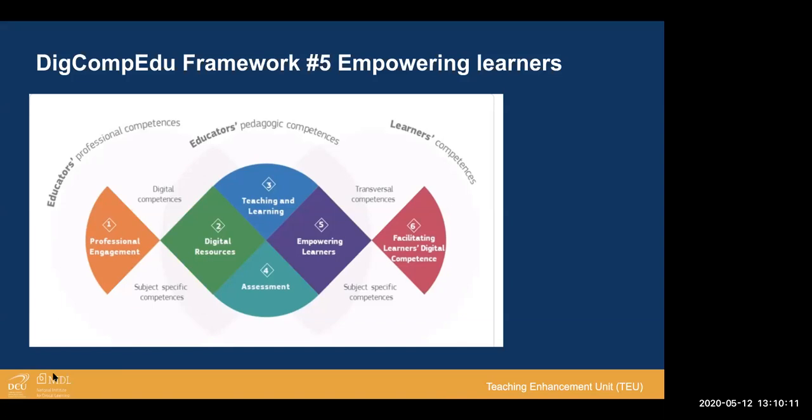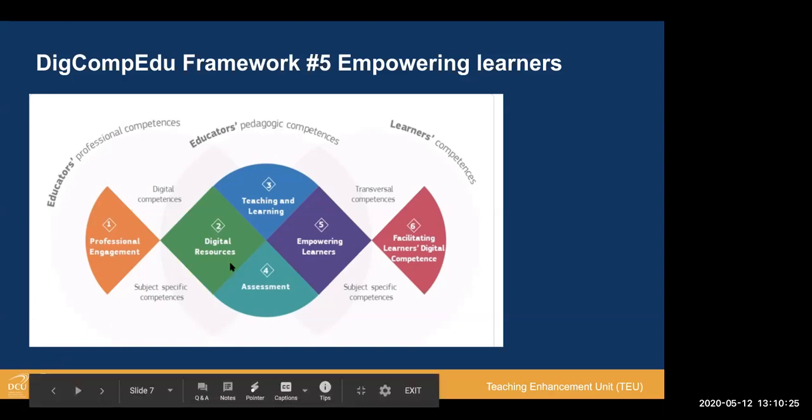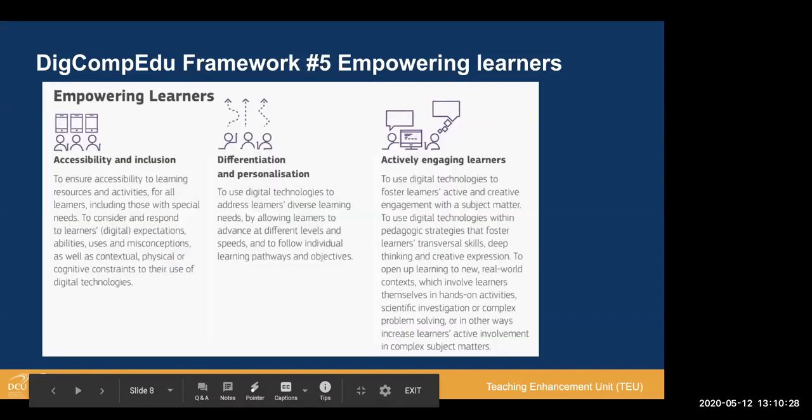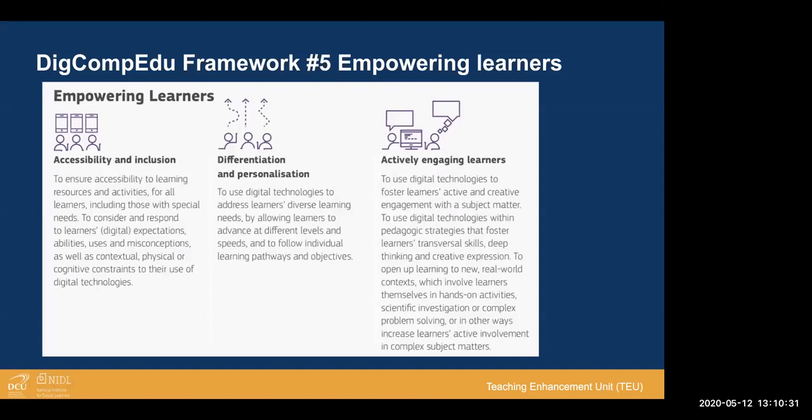Okay, so the work of the UDL toolkit speaks to dimension number 5 in the DigComp Edu framework, which is called empowering learners. This dimension is broken down into 3 parts. The first relates to accessibility and inclusion, which speaks to developing learning resources and activities that are accessible to all learners, but also to considering learners' expectations and their digital abilities or capacities.